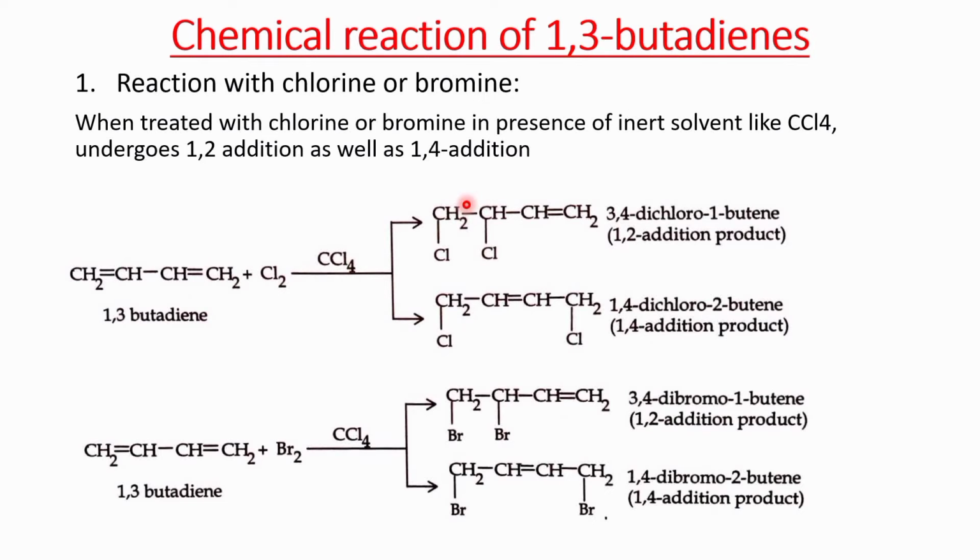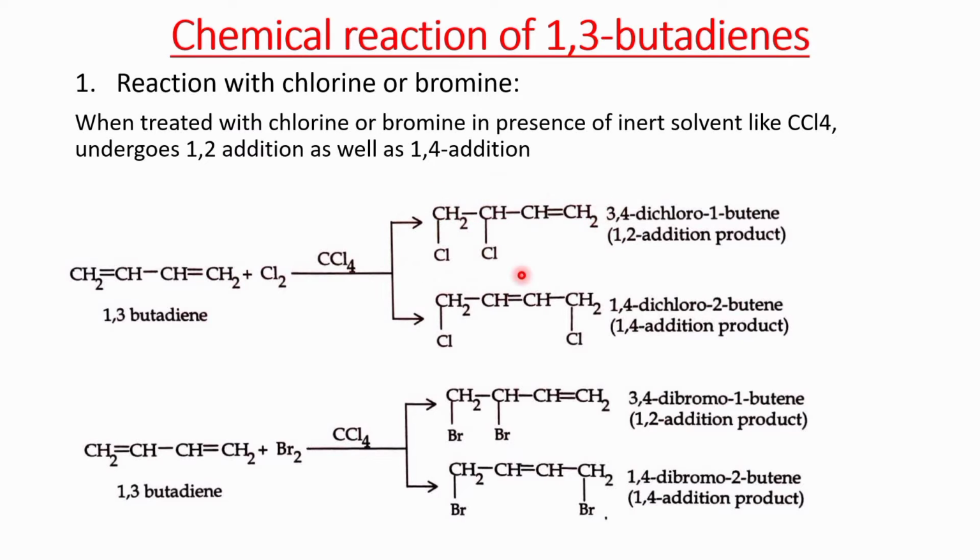Then let us see the chemical reactions of 1,3-butadiene. The reactions with chlorine or bromine molecule. When it is treated with chlorine or bromine, let us start with chlorine first. It is treated with chlorine in the presence of an inert solvent, in this case CCl4. It undergoes the addition reaction. That means chlorine is getting added to this. It could add in two forms, either as 1,2 addition or as 1,4 addition. So two possibilities are there.